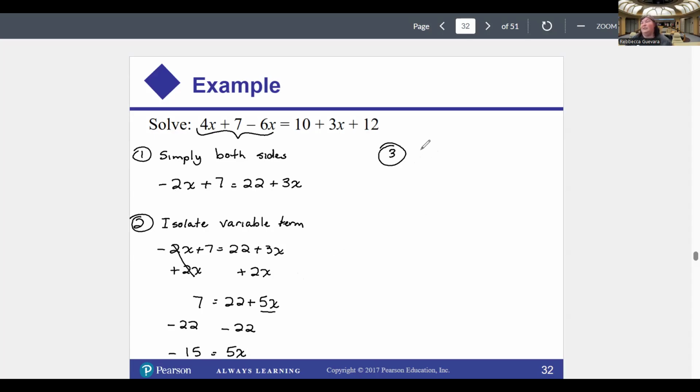So step 3 is we are going to isolate the variable. We're going to isolate that x. We're not talking about the term, just the variable itself. This is where we're going to use multiplication or division to do this. I have this 5 here and I don't want it there, so I'll divide by 5 here and I'll divide by 5 here. If I do that, I get x equals negative 3.